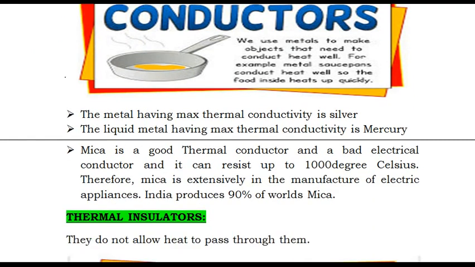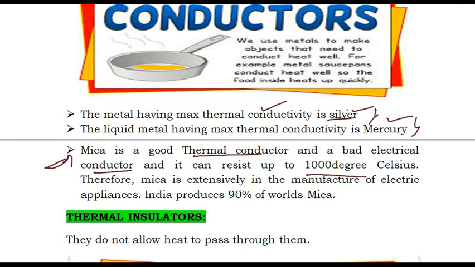The metal having maximum thermal conductivity is silver, and the liquid metal having maximum thermal conductivity is mercury. Mercury is the only liquid metal. Remember these two things: the metal having maximum thermal conductivity is silver, and the liquid metal having maximum thermal conductivity is nothing but mercury. And mica is a good thermal conductor and a bad electrical conductor, and it can resist up to 1000 degrees Celsius.